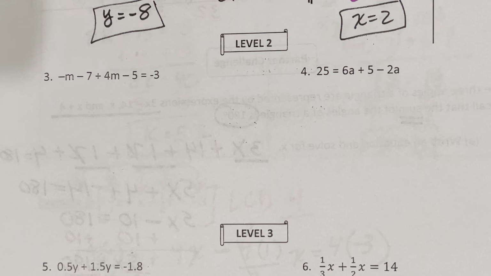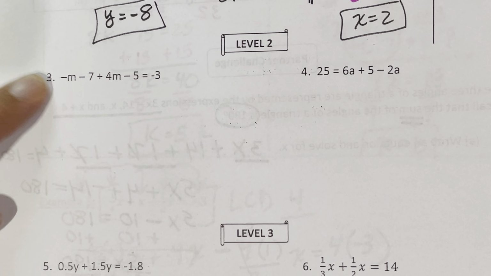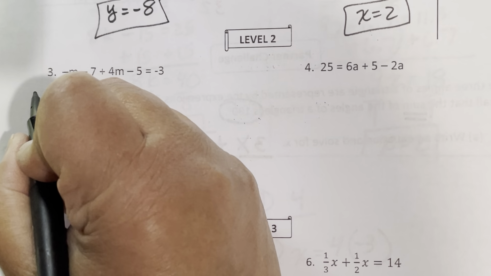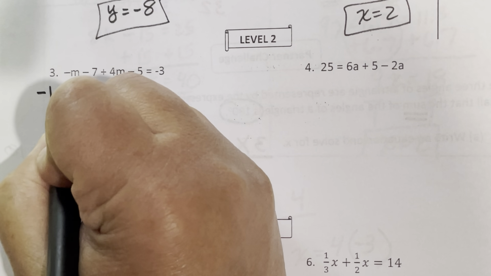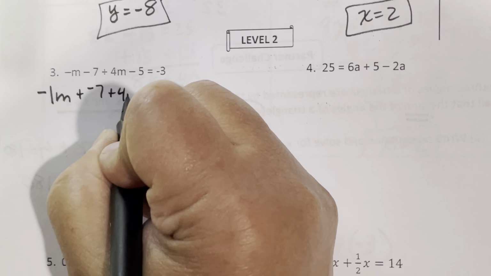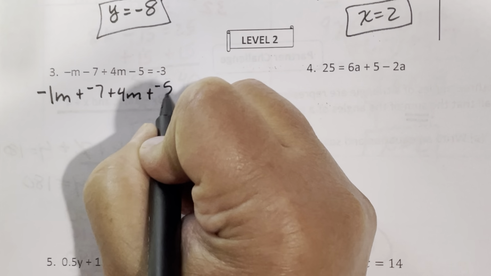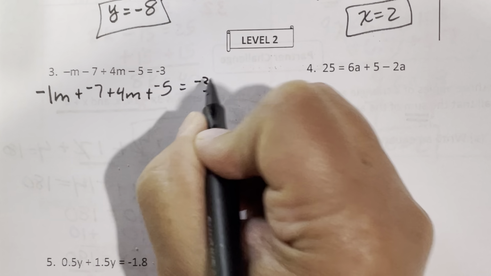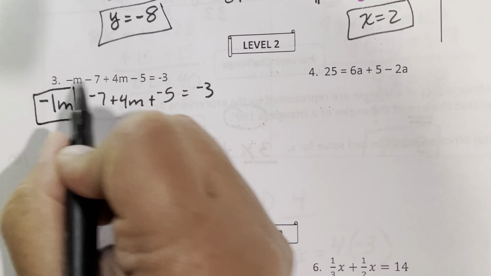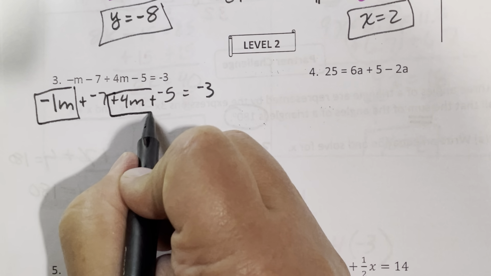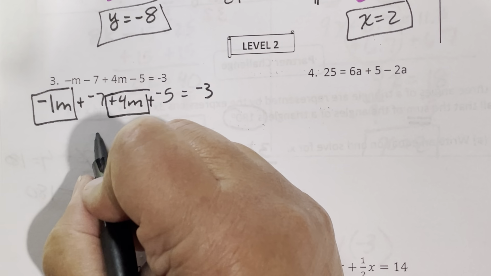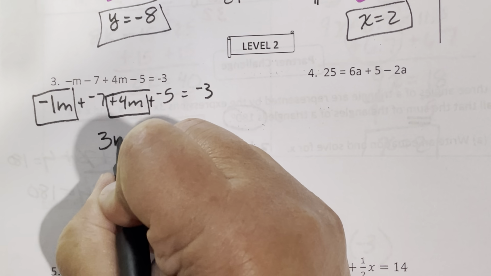Remember, when there is no number in front of the variable, the coefficient is 1. But this is negative m, so it's really negative 1m plus negative 7 plus 4m plus negative 5 equals negative 3. Okay, combine the like terms. Negative 1m and 4m, their signs are different, so you subtract. 4 minus 1 is 3. 4 is larger, it's positive, so 3m.